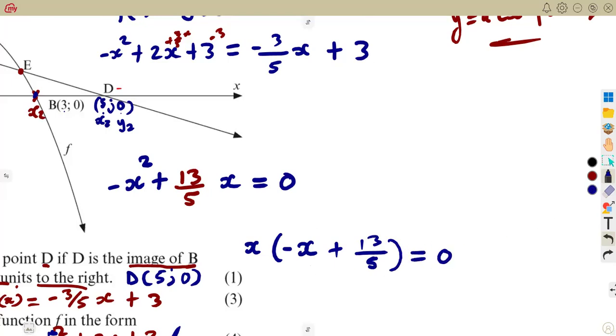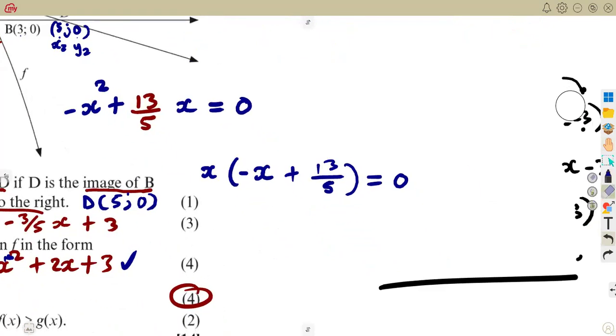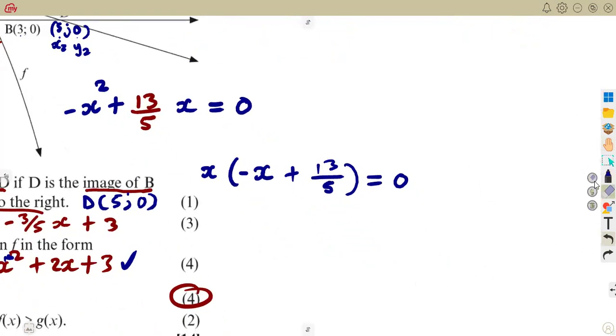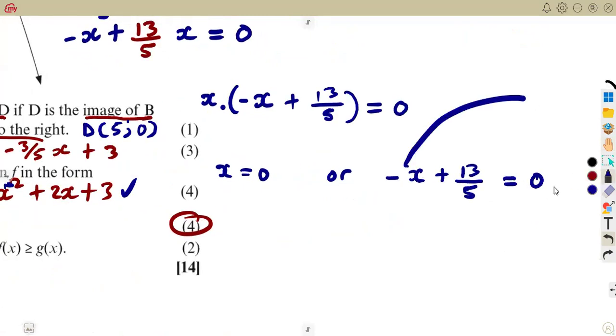This is where you are. And from this condition, remember the zero concept, each of these two must be equal to 0 once you have a product. So x must be equal to 0, or this bracket that is remaining here, which is minus x plus 13 over 5, must be equal to 0. So we can get the x value by taking that minus x to that side so that it becomes positive. So x is equal to what? 13 over 5.